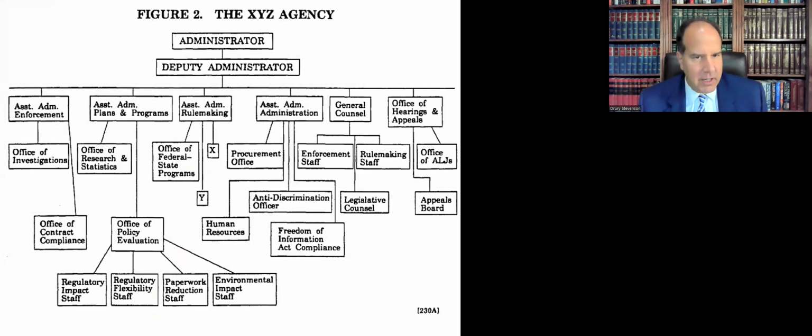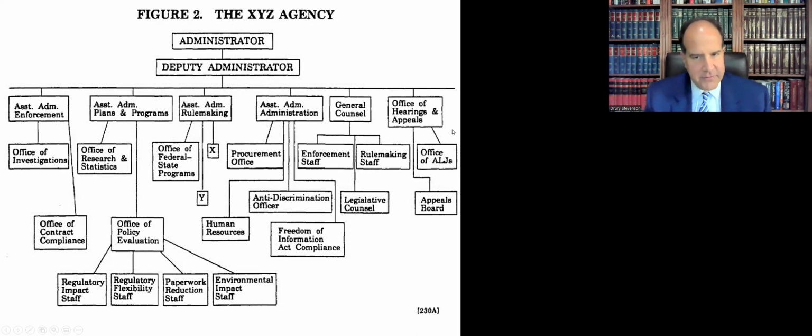Now, I pulled this chart out of the casebook that I used for my course, and this is a generic diagram or org chart of a federal administrative agency. As you can see, there's a couple of tiers at the top, an administrator and then an assistant or deputy administrator, and those people are usually appointed by the president and have to go through Senate confirmation. And then we have the next two tiers here on the org chart.